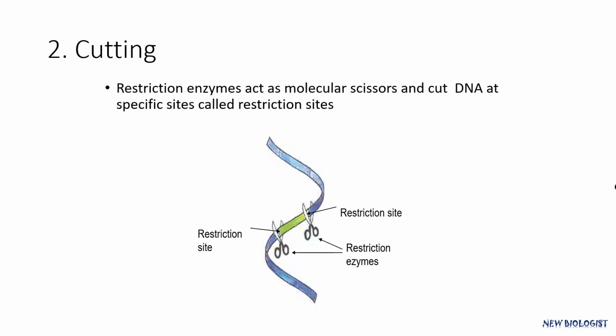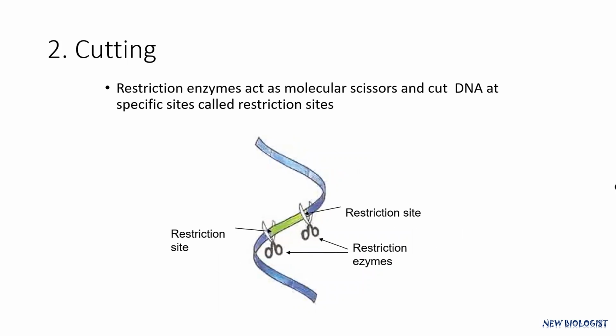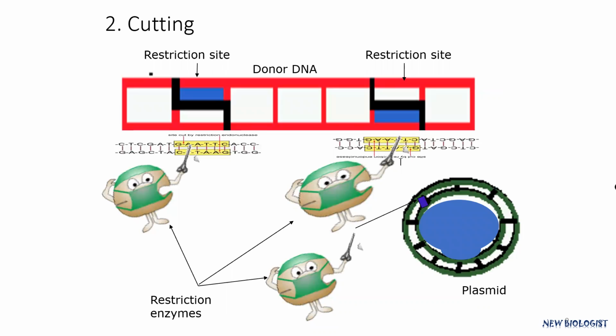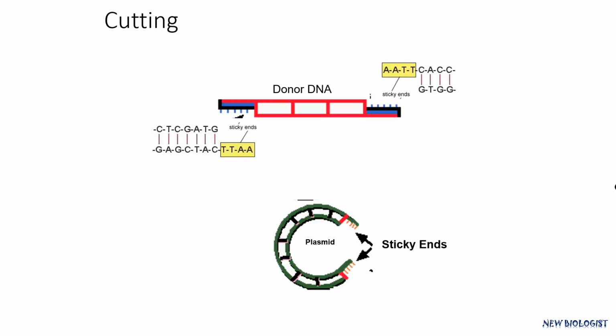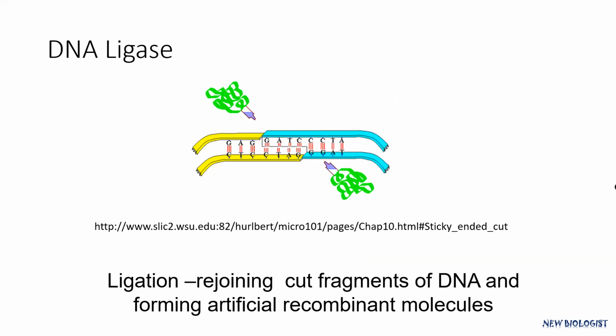The second step is the usage of a restriction enzyme. You can call it a molecular cutter. It cuts the DNA very precisely from the end to generate sticky ends. So we are going to cut the donor DNA as well as our plasmid. Now sticky ends are present on the donor DNA as well as on the plasmid. So let them mingle with one another. Then we use the molecular glue, called DNA ligase.